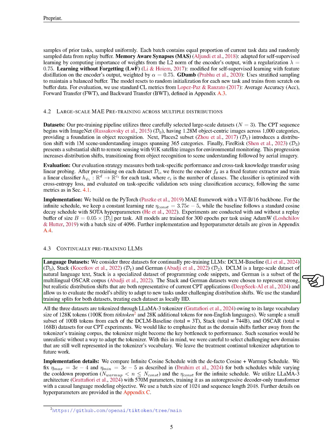For continually pre-training language models, LLMs, we consider 3 datasets: DCLM baseline, Stack, and German. DCLM is a large natural language dataset, Stack consists of programming snippets, and German is part of the multilingual Oscar corpus. We selected Stack and German to represent realistic distribution shifts, allowing us to evaluate the model's adaptability to new tasks.